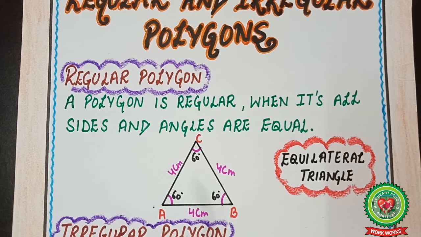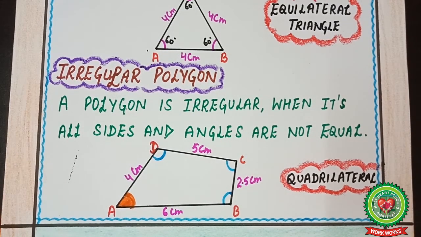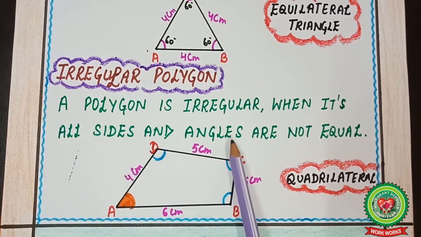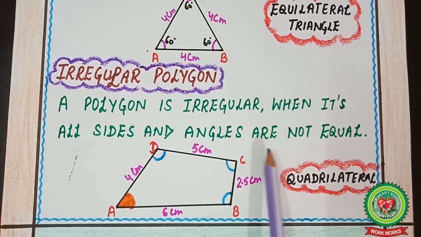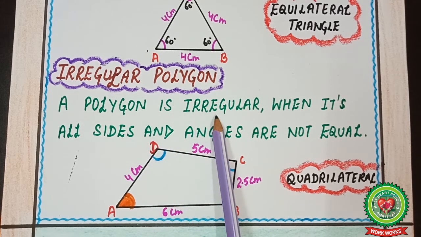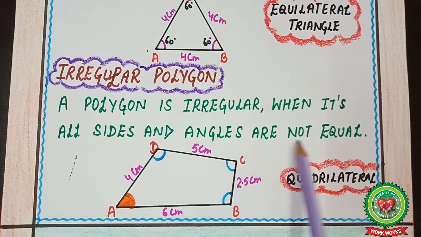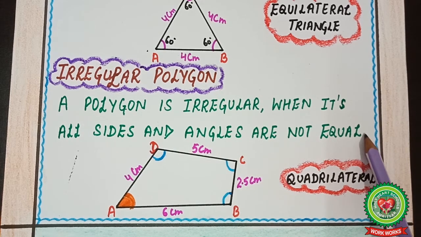All right. Now we will talk about irregular polygons. A polygon is irregular when all its sides and all its angles are not equal. I'm repeating it again: a polygon is called an irregular polygon when all its angles and all its sides are not equal, or we can say they are unequal.